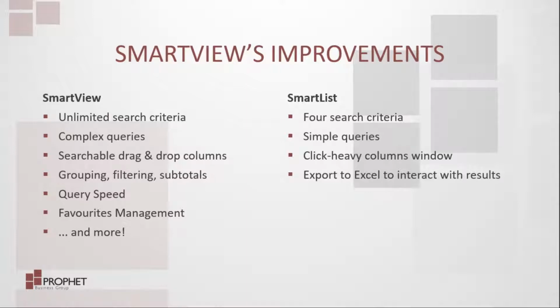SmartView also has searchable drag and drop columns in a list just along the right hand side that we will see. This improves upon the functionality of SmartList where the columns are stored in a separate window, and if you wish to rearrange them you have to open up this window and move them around in a list. SmartView also allows us grouping, filtering, and subtotals of the report results, whereas for SmartList, what you see is what you get, and if you want to interact with it, you need to export it to Excel.